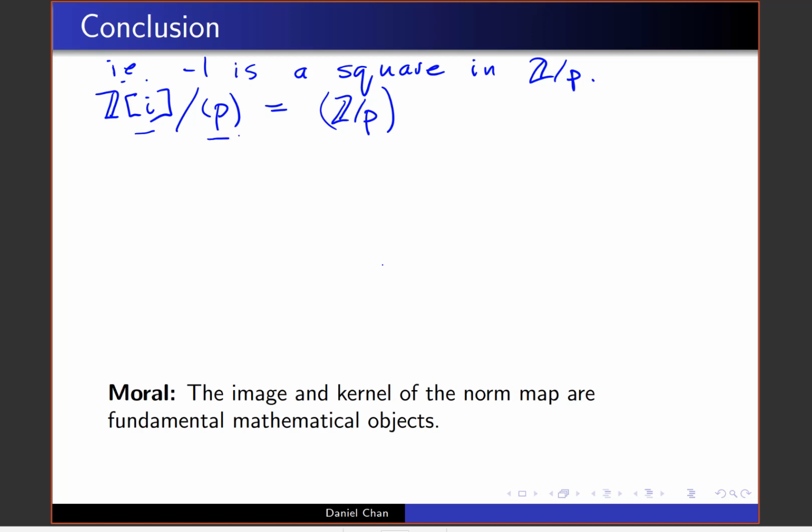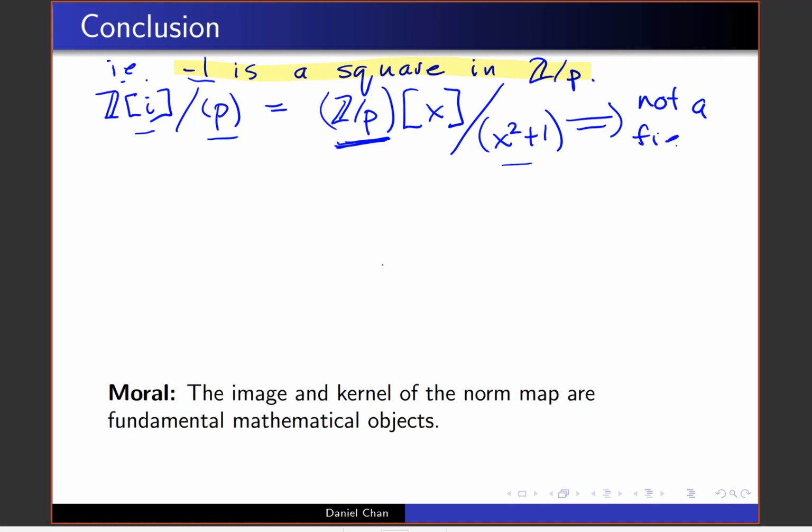adding the i first and then quotienting out by P, we're going to quotient out by P first. Then to add the i, we adjoin x, so we need to adjoin a square root of -1 and factor out by x squared plus 1. And the key thing here is that, in Z mod P, we're going to adjoin a square root of -1 in this way, but -1 is a square. We said -1 is a square in Z mod P. So the conclusion is that the fact that -1 is a square in Z mod P implies that this is not a field.